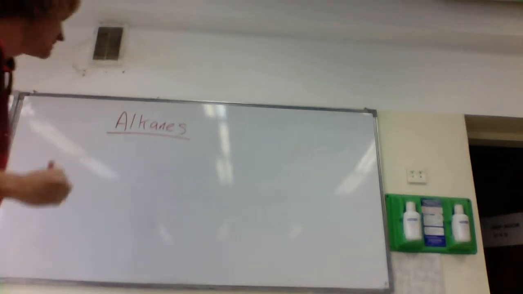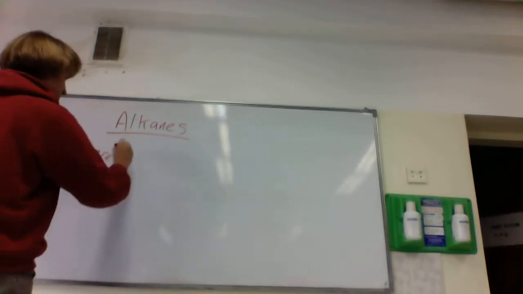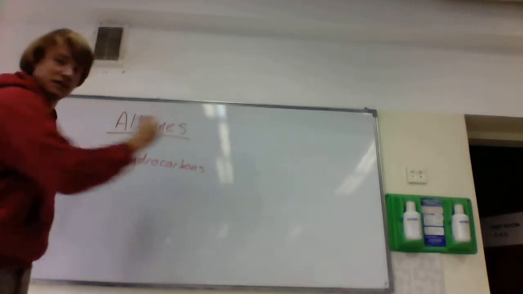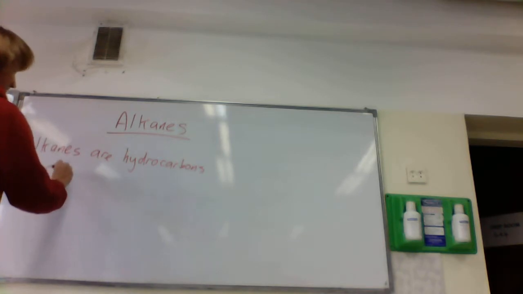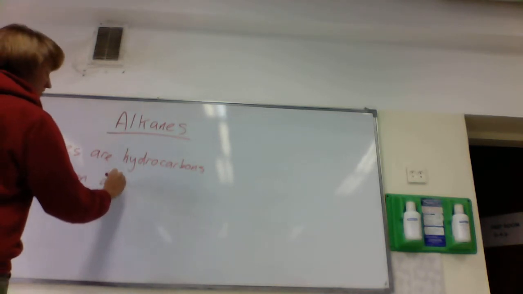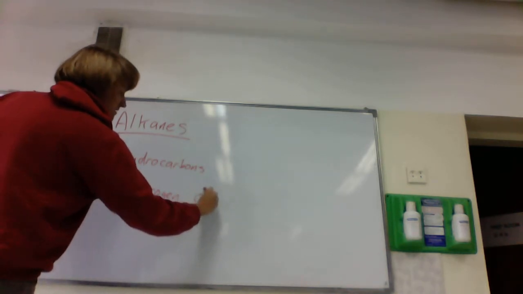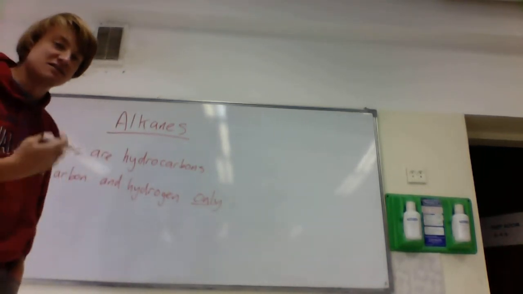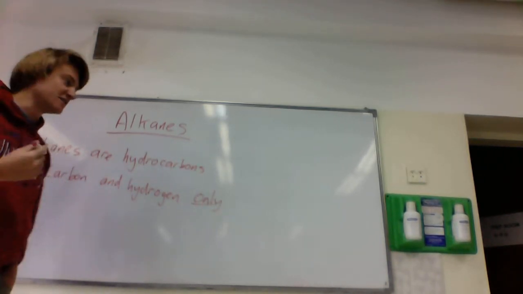So, what is an alkane? Alkanes are what we call hydrocarbons. And hydrocarbons are a chemical compound that consists of the atoms carbon and hydrogen only. So, not to be confused with things like carbohydrates, which also contain oxygen, or other organic compounds that you'll look at over the course of these next few lessons.